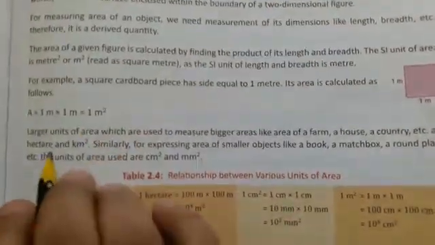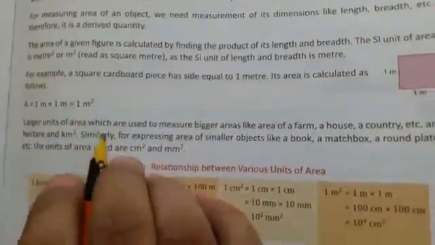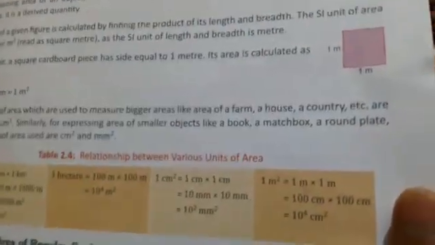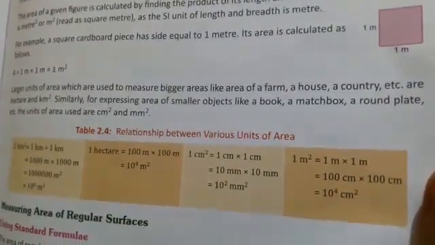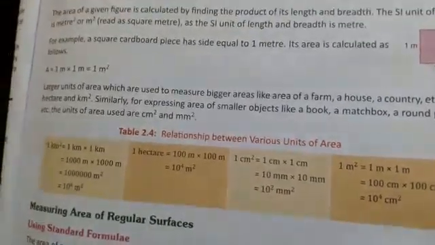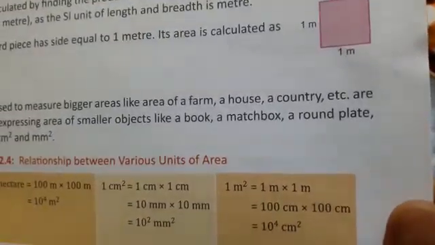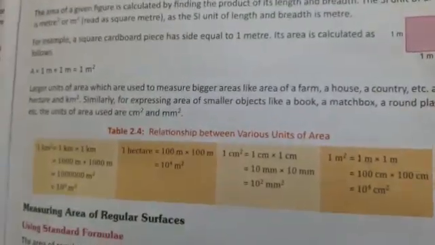Larger units of area, which are used to measure bigger areas like the area of a farm, a house, a country, etc., are hectare and kilometer square. Similarly, for measuring the area of a smaller object like a book, a matchbox, a round plate, etc., the units of area used are centimeter square and millimeter square.